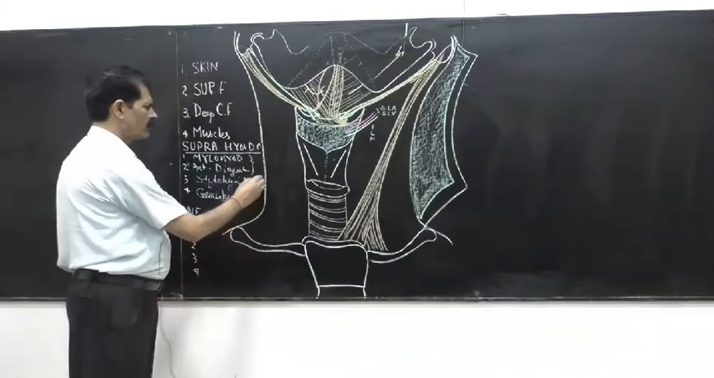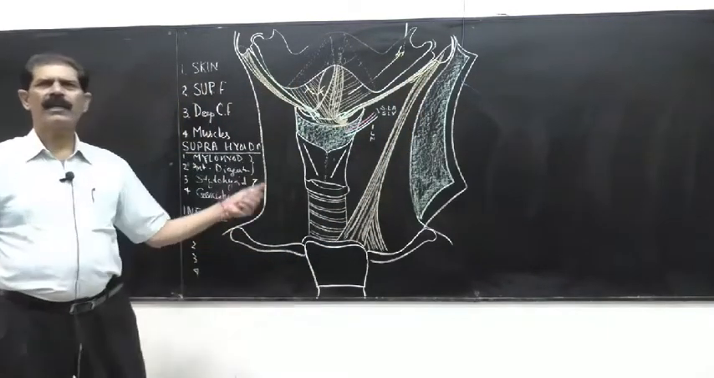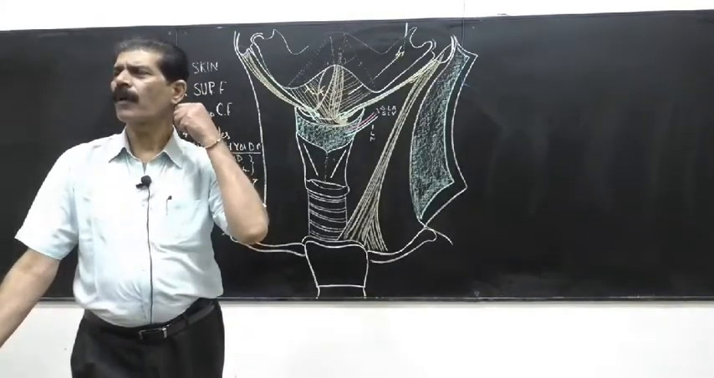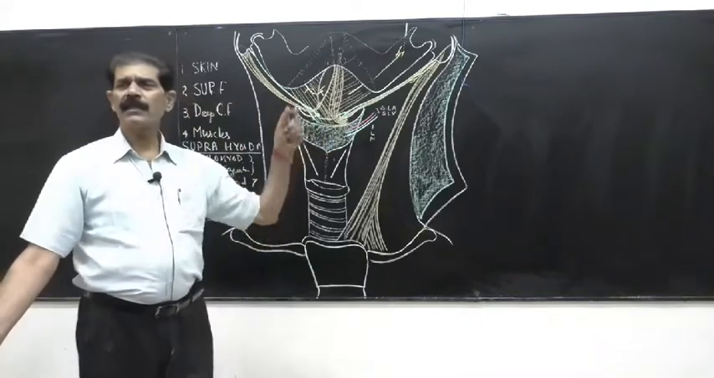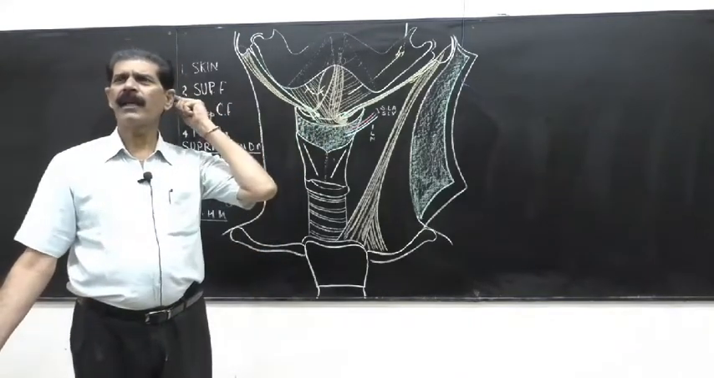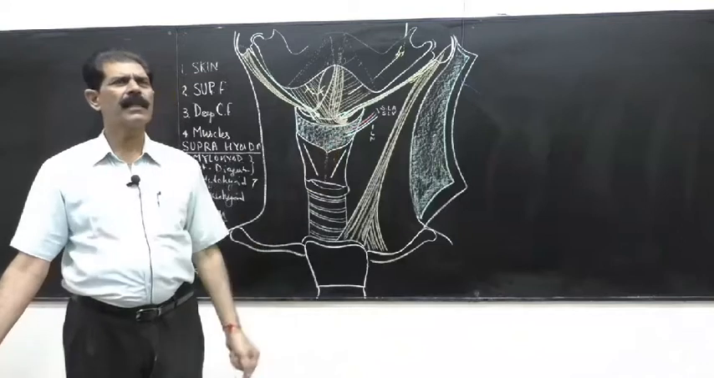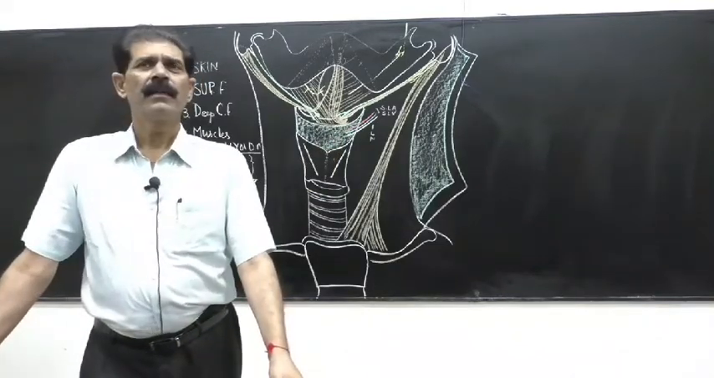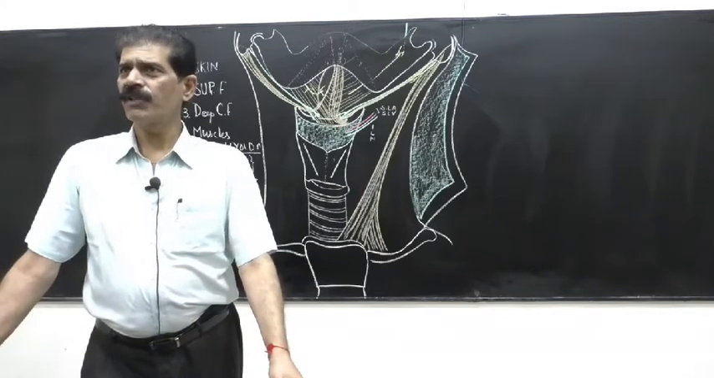Seventh nerve. We have done the extracranial course of the facial nerve. As it comes out of the stylomastoid foramen, three muscles are waiting. One is the occipitalis belly, second is the stylohyoid muscle, and third is the posterior belly of digastric.